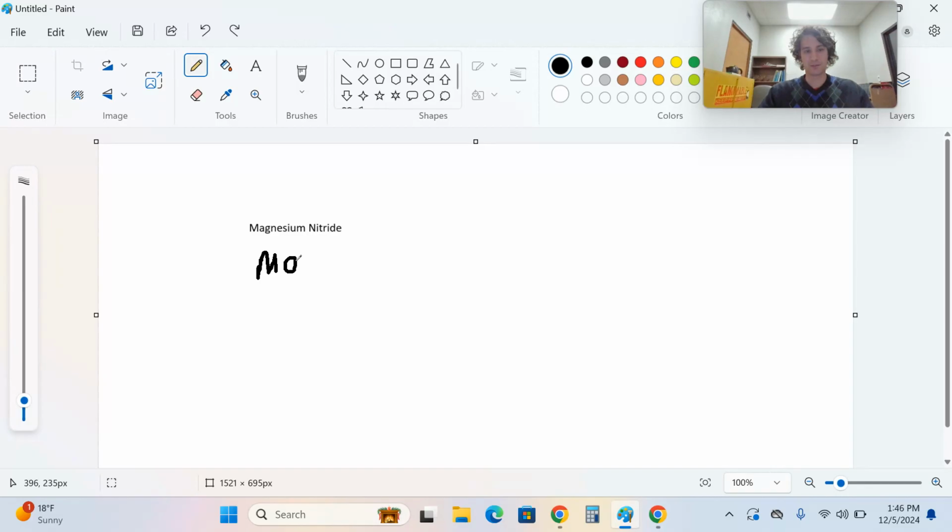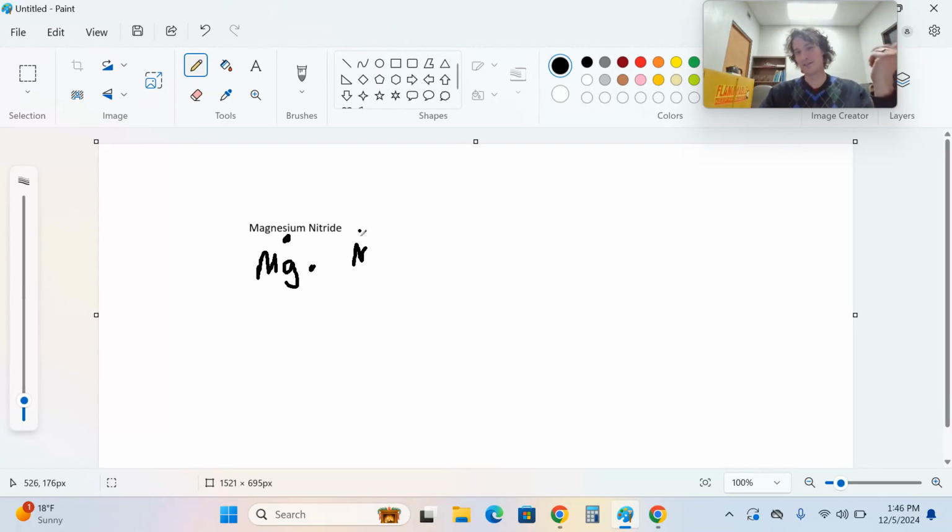There we go. Oh my, I can't draw today apparently. Mg, there we go. Has 2 valence electrons, just like calcium, right? It's an alkaline earth metal. Nitride, hey, it ends in ide. This is nitrogen, okay? Nitrogen with what charge? It'll be a -3. And you say, how do you know that?